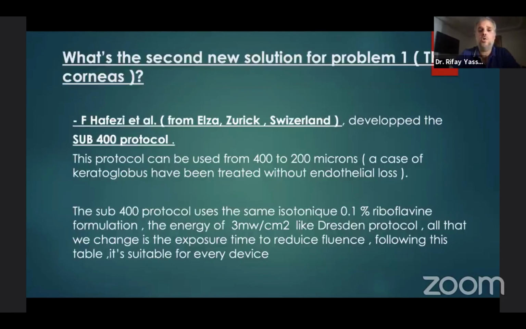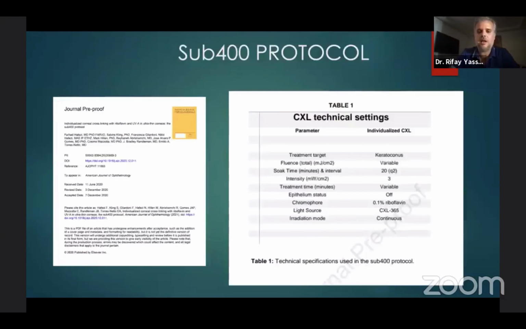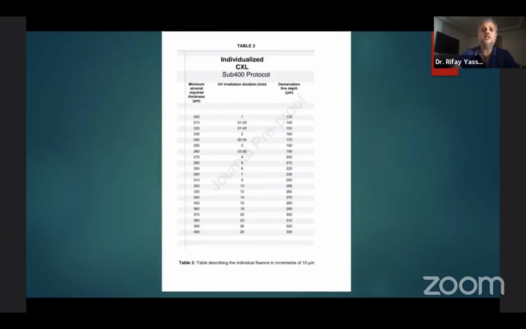This is a second new solution for the problem, and this is due to the work of Farhad Hafizi from Switzerland, who developed the sub-100 protocol. This protocol can be used from 400 to 200 microns, and a case of keratoglobus has also been treated without endothelial loss. The sub-100 protocol uses the same isotonic riboflavin formulation. The energy is the same, 3 milliwatt per centimeter square, like the Dresden protocol, but you change the exposure time, which will reduce the fluence, following this table. This is the article, these are the technical settings, and this is the sub-100 protocol.